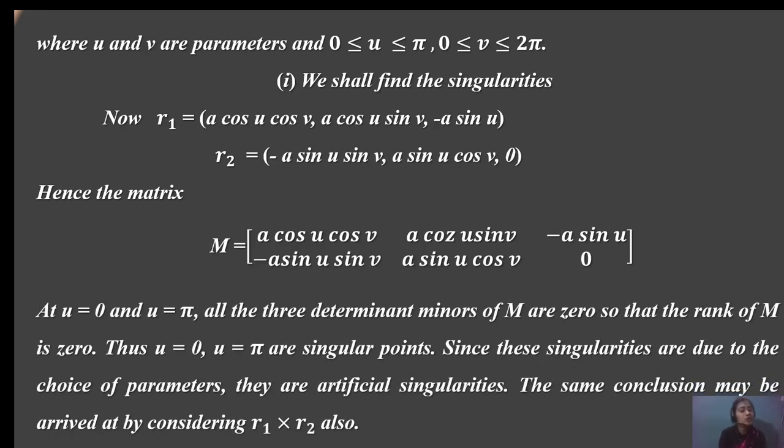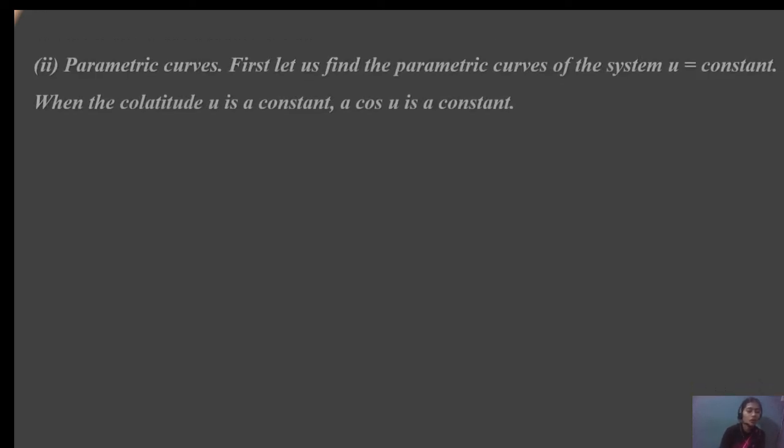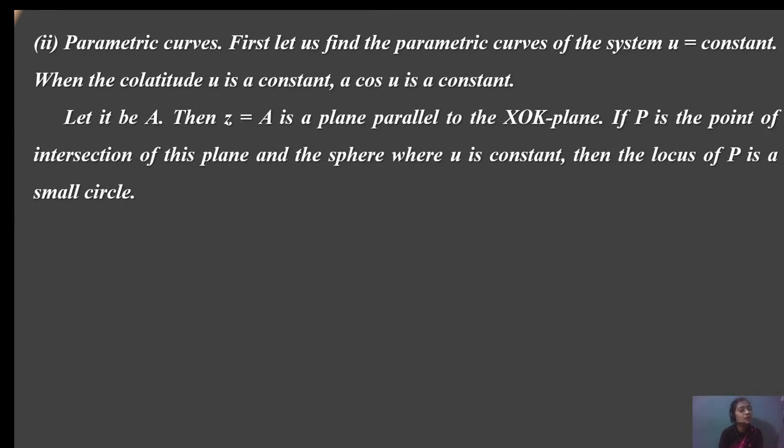At u equals 0 and u equals pi, all the three determinant minors of the matrix are 0, so the rank of the matrix is 0. Thus u equals 0 and u equals pi are singular points. Since these singularities are due to the choice of parameter, they are artificial singularities, because the same conclusion may be arrived at by considering r1 cross r2. Next, the parametric curves will be shown.